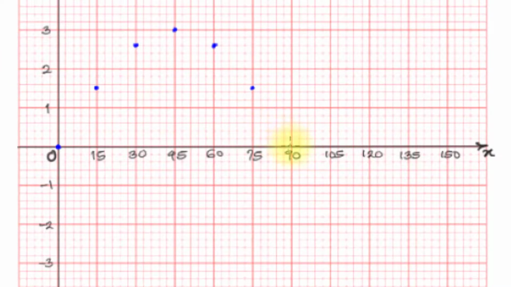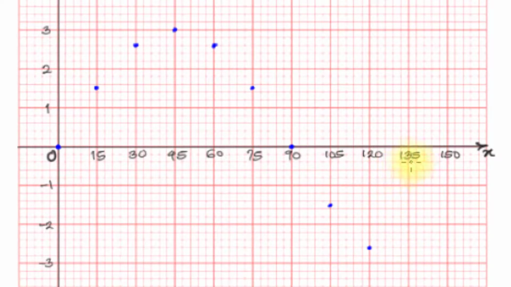When it is 90, when x is 90, y is 0. So here we have the 0 and 90. So when x is 105, y is minus 1.5, and just like we got it initially, this will be 105 and minus 1.5. When x is 120, y is minus 2.6, and minus 2.6 is going to be here. Just a reversal of what we did on the positive y-axis, okay?